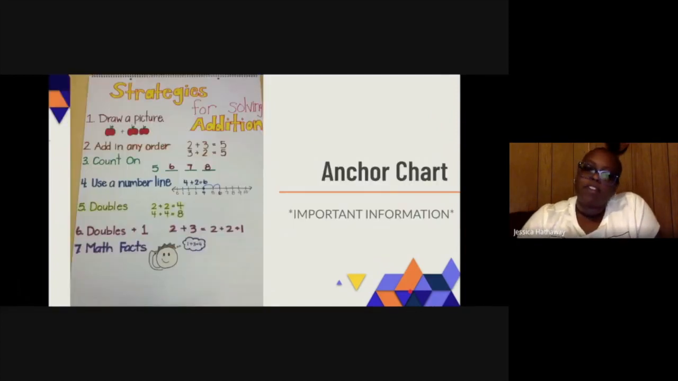Here's an anchor chart. For today, we're going to focus on adding. But we'll also talk a little bit about subtracting too. So here are some strategies for adding. You can draw a picture. So here you see 1 apple plus 2 apples. You can also add in any order. So you have 2 plus 3 equals 5. And we also know that 3 plus 2 equals 5. You can count on, so you can start at 5 and say 6, 7, and 8.